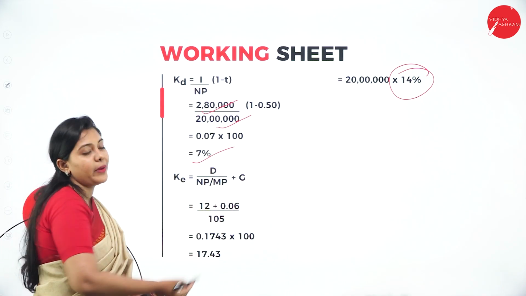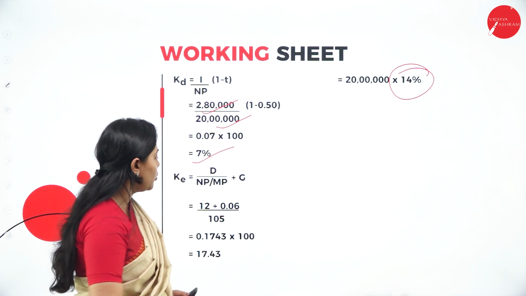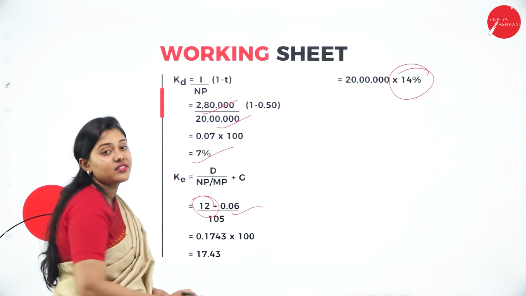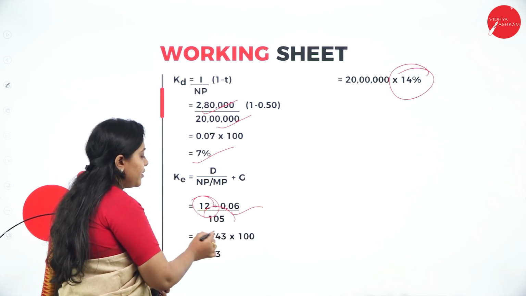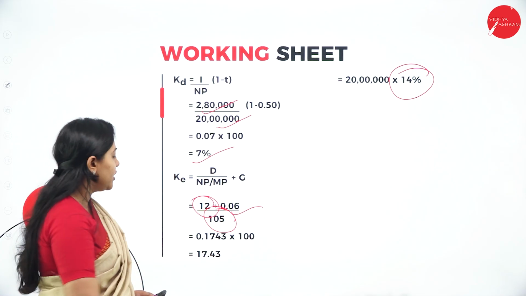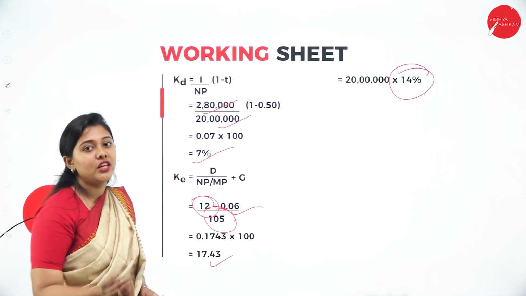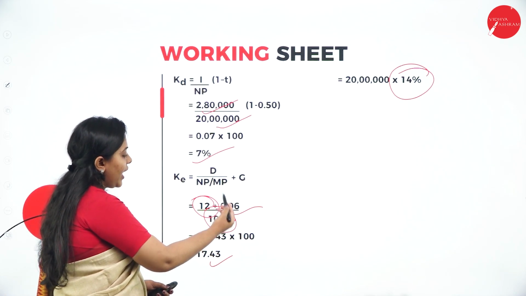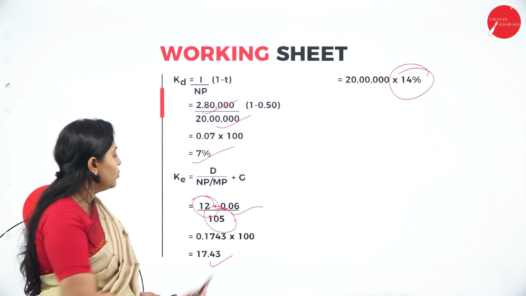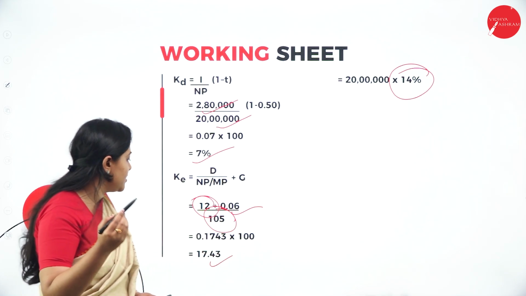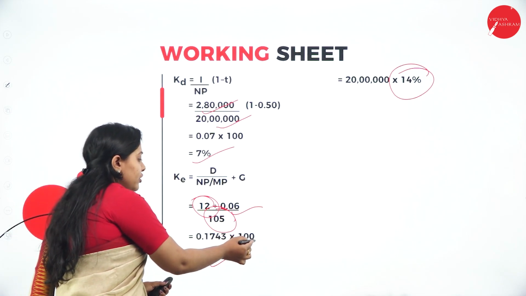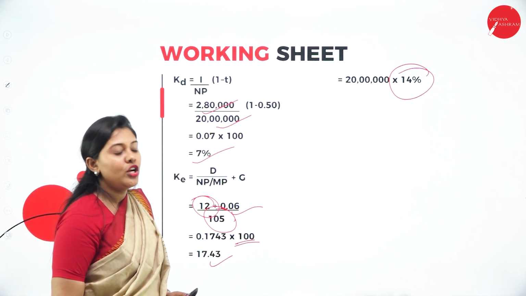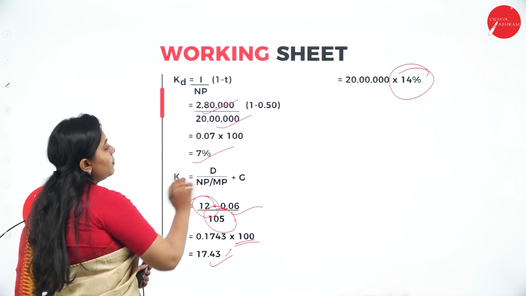So dividend divided by net proceeds or market price plus growth. Growth rate remains similar, 0.06. 12 rupees is the dividend. The market price is 105. So if you substitute the value, you get 17.43. So how did you get that? 12 divided by 105 plus 0.06. If you do, you will get the value as 0.1743, and if you want to convert it into percentage, if you multiply with 100, you will get 17.43%. So this is all in percentage.